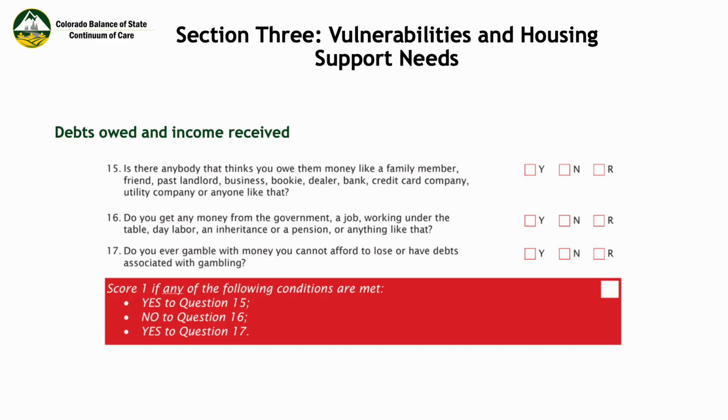Question 17 states, do you ever gamble with money you can't afford to lose or have debts associated with gambling? Let's look at the red scoring banner at the bottom, which states, the score is 1 if any of the following conditions are met. If there's a yes to question 15, or a no to question 16, or a yes to question 17. Let's look at a scenario of how this might have been answered and what the score would be. In this scenario, the person does not have debts owed, but does receive some sort of money. Therefore, the score is 0.